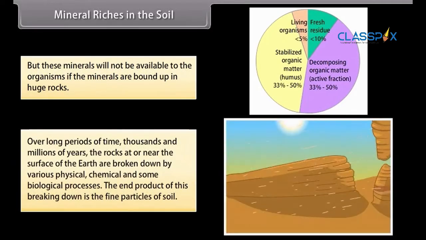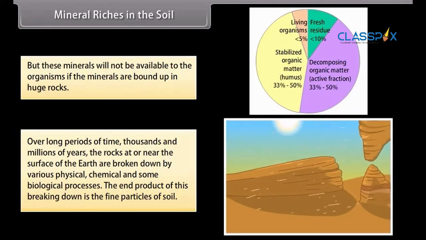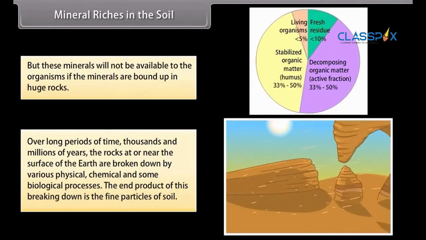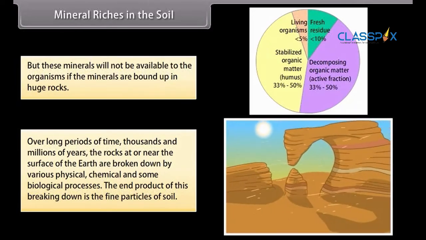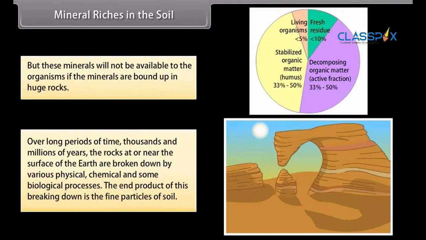Over long periods of time, thousands and millions of years, the rocks at or near the surface of the earth are broken down by various physical, chemical, and some biological processes. The end product of this breaking down is the fine particles of soil.